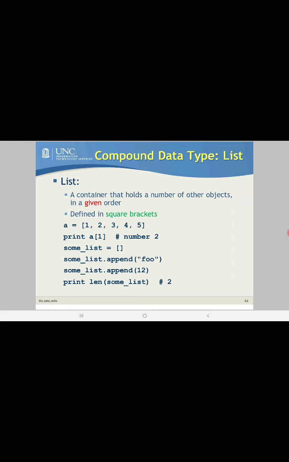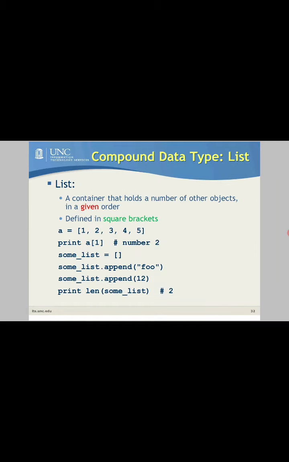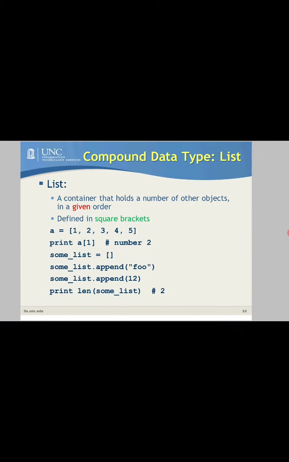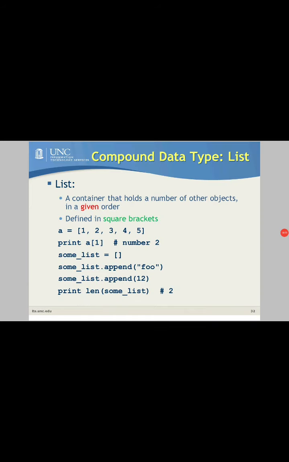So compound data type lists. So what is a list? What are lists and how to use lists? A container that holds a number of other objects in a given order, defined in square brackets. So generally a list is also like an array data type in C.